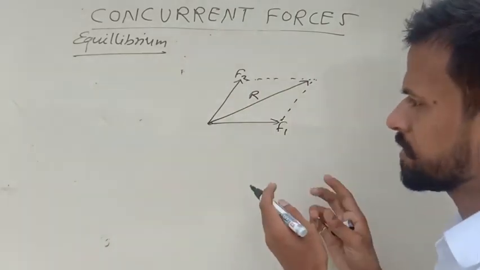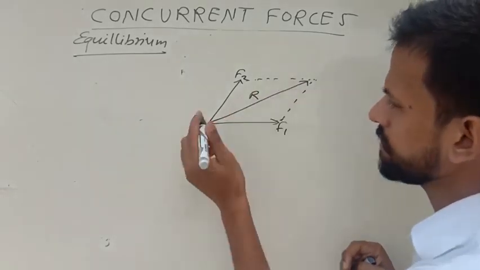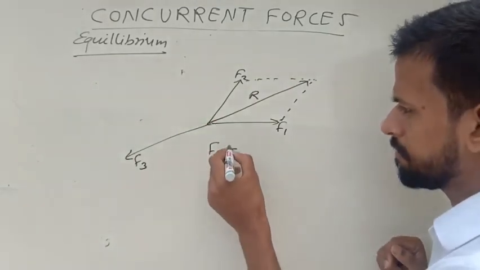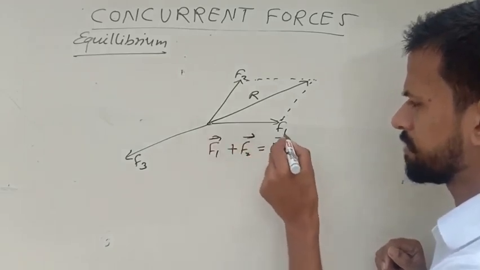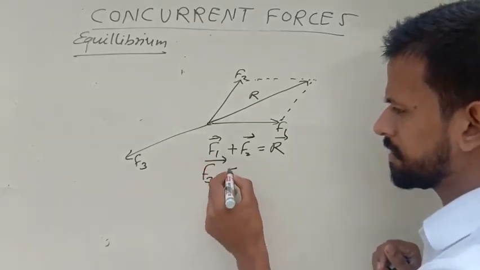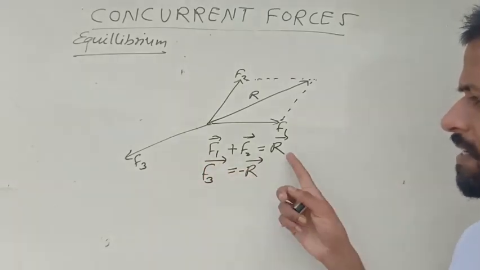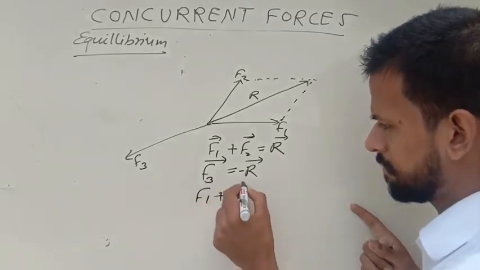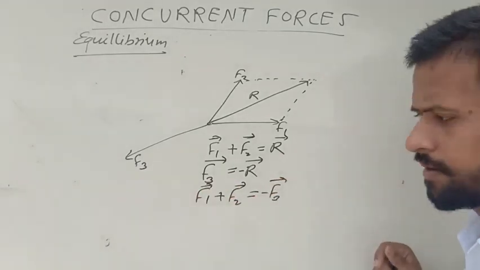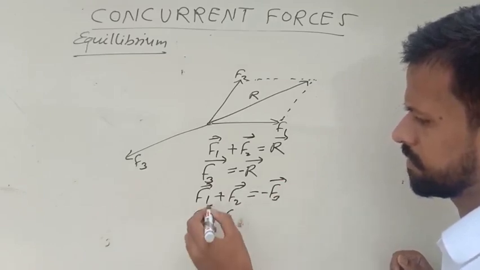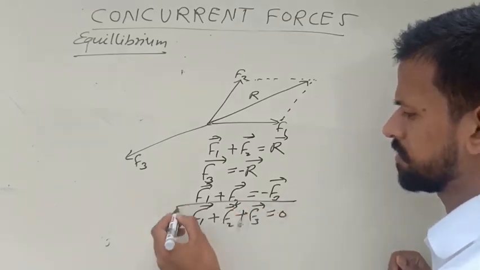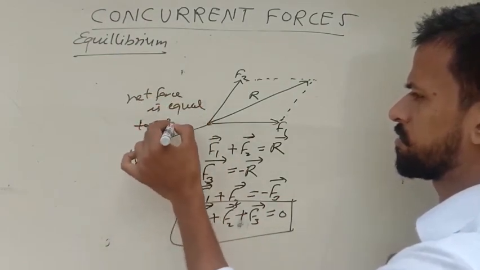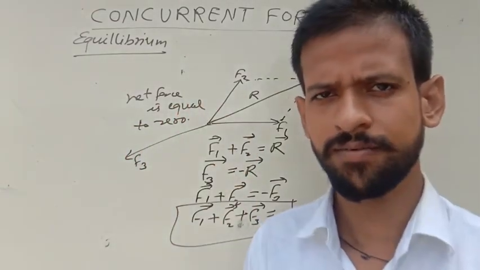Now if we apply a force opposite to R and equal in magnitude, just like this, F3, then what will be the net force? For this we calculate F1 plus F2, the vector sum, which is equal to R, the resultant, and we see that F3 is equal to R but opposite in direction. Then we can write R is equal to minus F3, because F3 is minus R. So F1 plus F2 is equal to minus F3. So F1 plus F2 plus F3 is equal to 0. It means the net force is equal to zero. So we call this equilibrium of concurrent forces when the net force becomes 0.